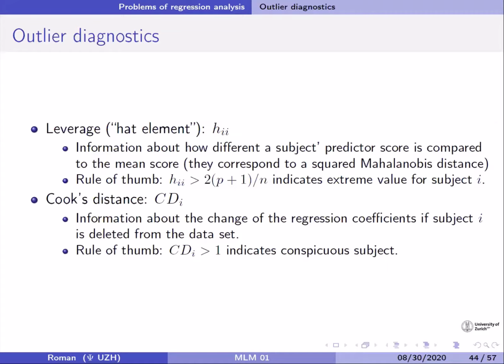So the rule of thumb is that if leverage is greater than 2 times the number of predictors plus 1, divided by n, it's an extreme value for subject i. Another way of putting this is, if the case has 2 times more influence than the average case, then it is an extreme value which influences the regression line more than the average cases. Cook's distance is another way to think about this, and it has information about the change of the regression coefficient if subject i is deleted from the data set.